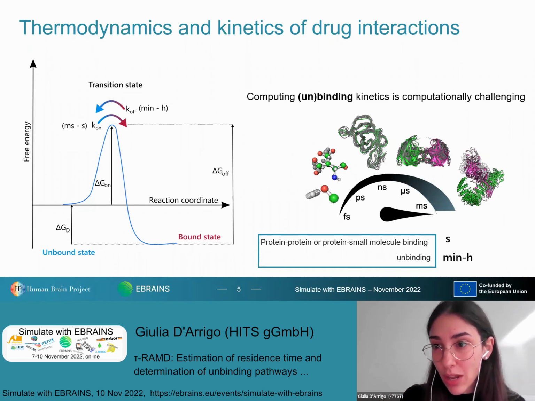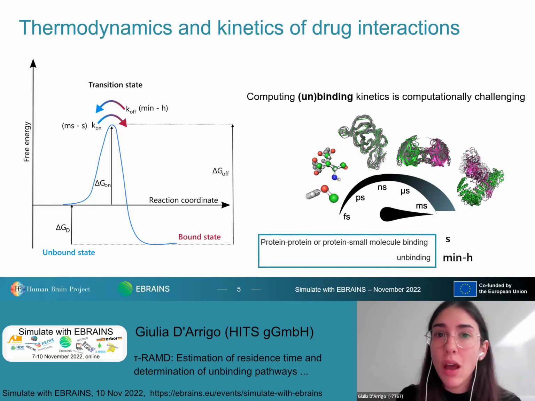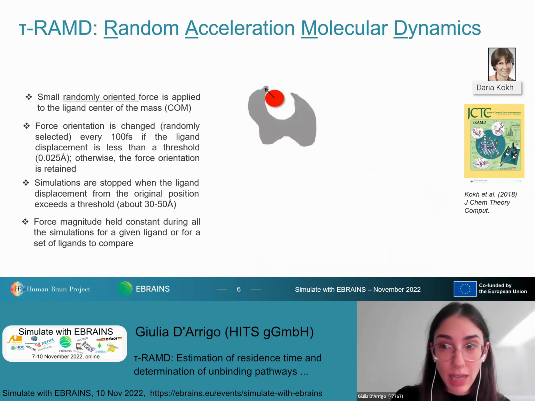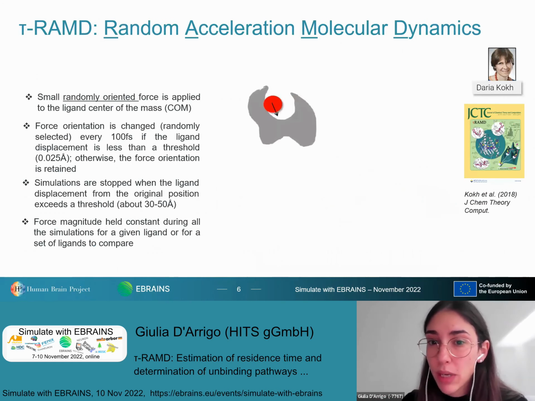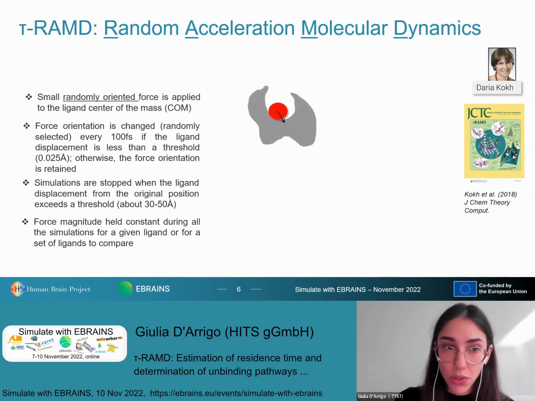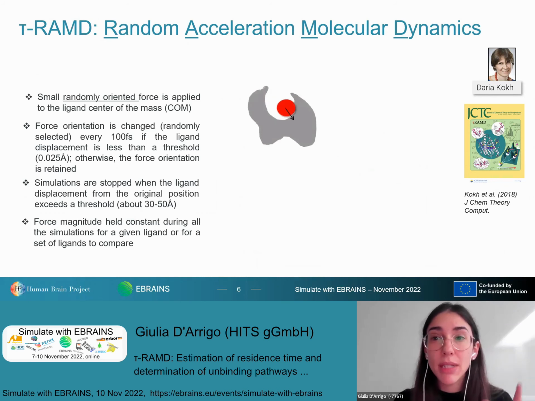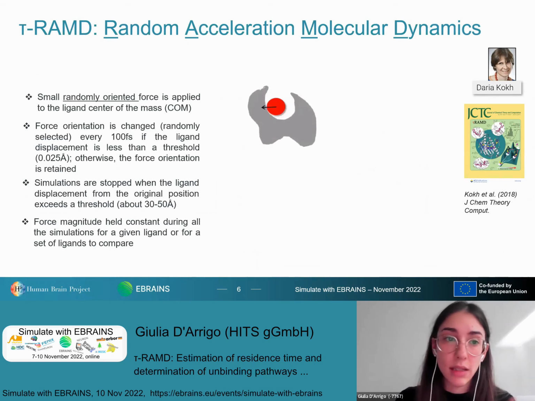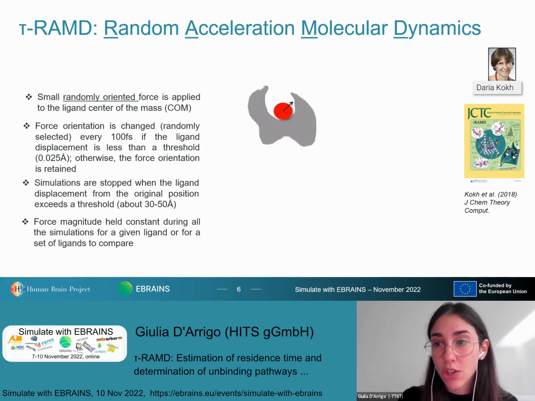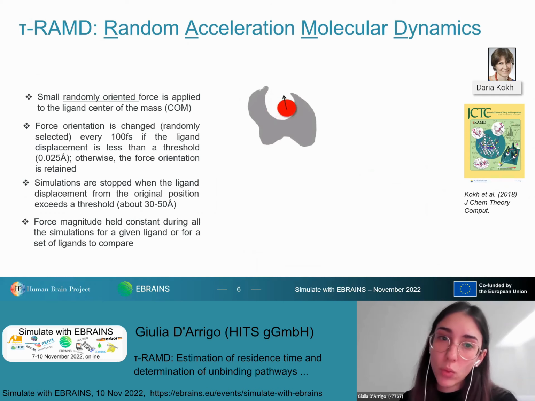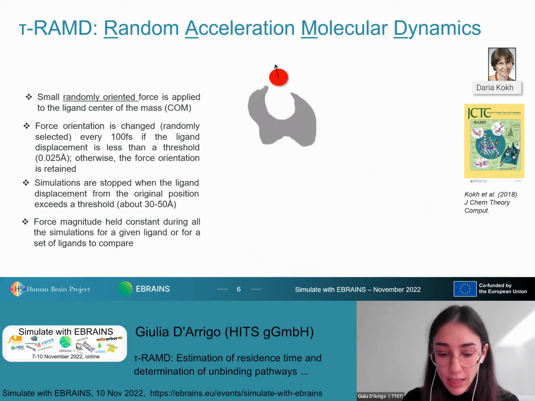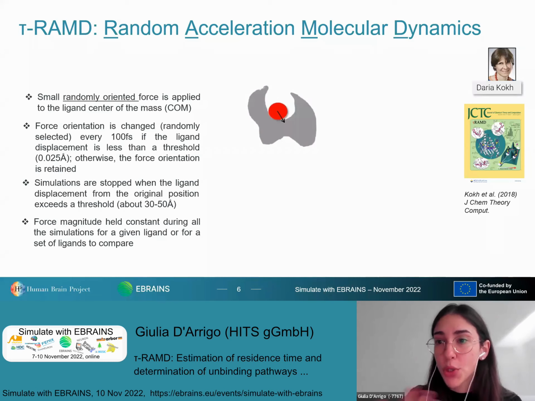And such a computational limit was actually the main motivation for developing TAURAMD, which was developed in our group by a former postdoc, Daria Kokh. In TAURAMD, tau stands for residence time indeed, and RAMD stands for random acceleration molecular dynamics. So with this method we are able to speed up the unbinding process and therefore observe an unbinding in a very short timescale.